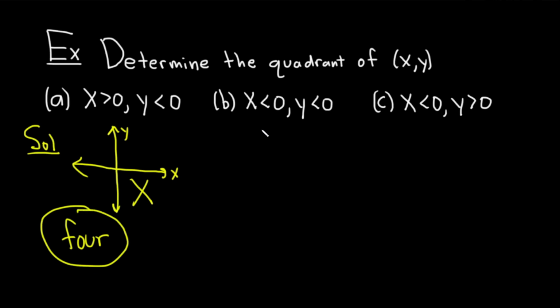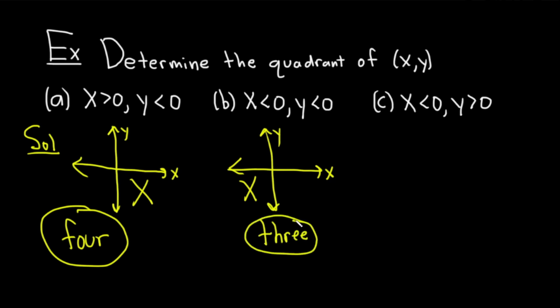Part B. In this case, I'll draw the picture again. So here's x and here's y. So x is less than 0, that's going to be over here. Then y is less than 0, it's going to be down here. So there's our quadrant. This is going to be quadrant 3. And for the last one, here's x, here's y. So x is less than 0, so we're over here. And y is greater than 0, so we're up here. So we're right here. This is quadrant 2.